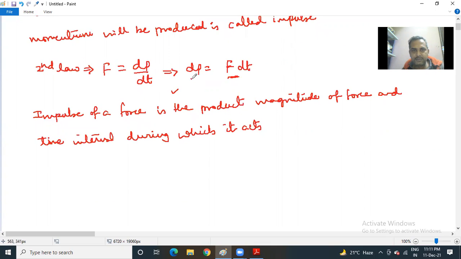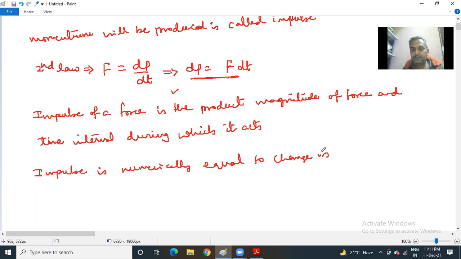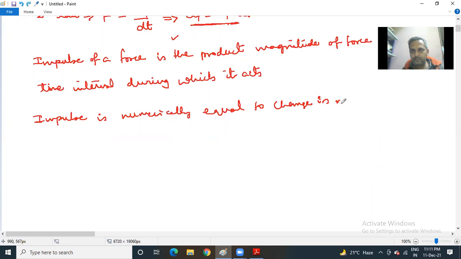Looking at this equation, we can also say that impulse is numerically equal to the change in momentum. Next, this is one more point. You can elaborate the change in momentum as m of v minus u when mass is constant. So we can also write F into dt. So you can expect numericals based on this equation.